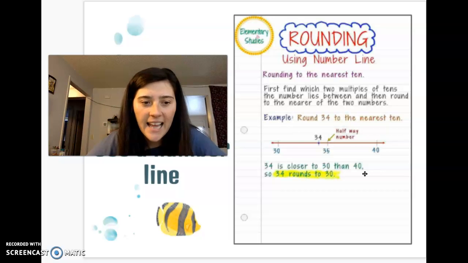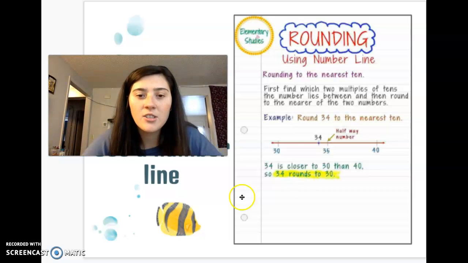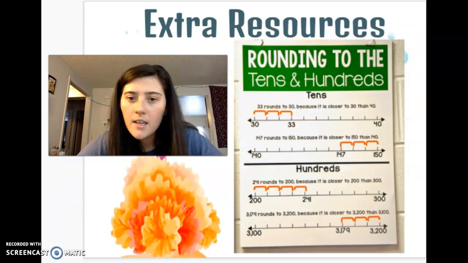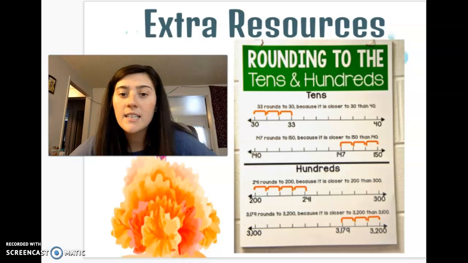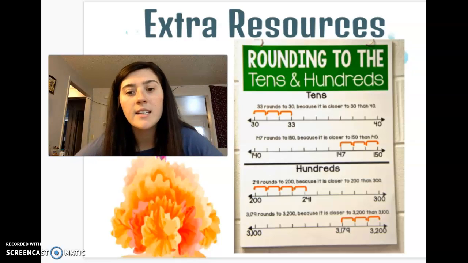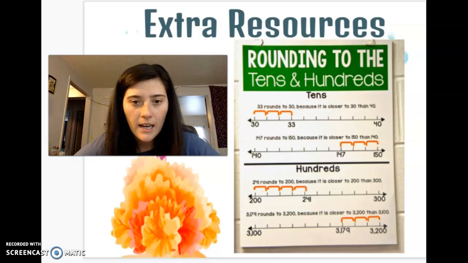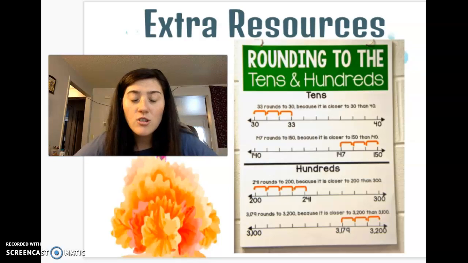Okay, so now you are going to practice. On the next slide, I have put an extra resource. Let me pull it up real fast. There's the extra resource to help you round using a number line. Rounding to the nearest 10 or rounding to the nearest 100.